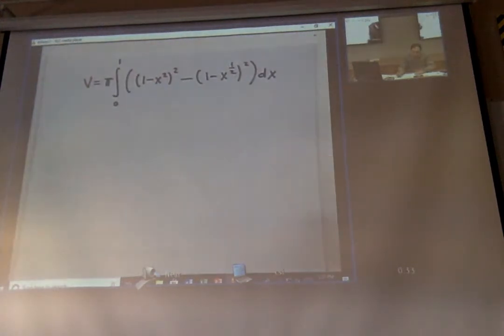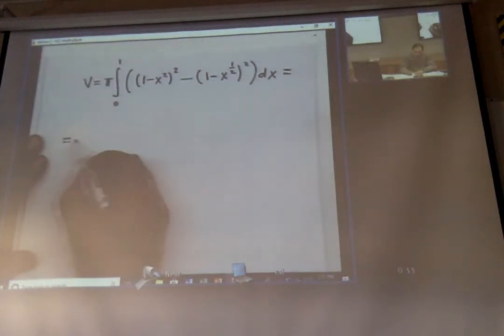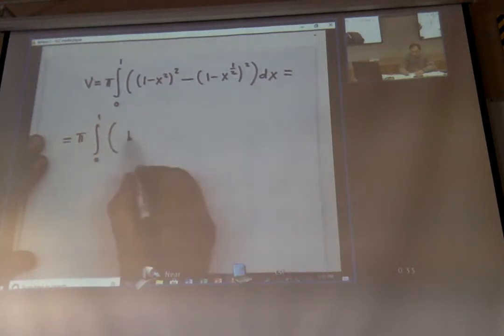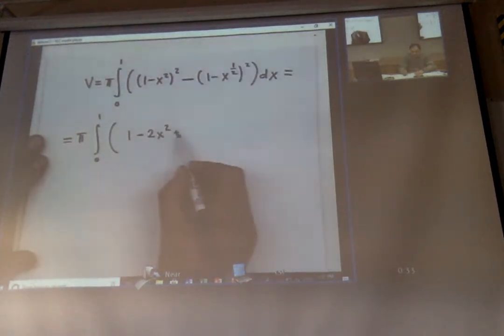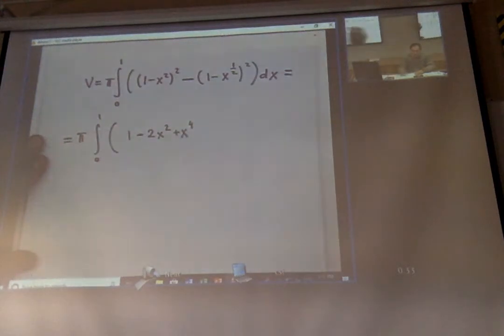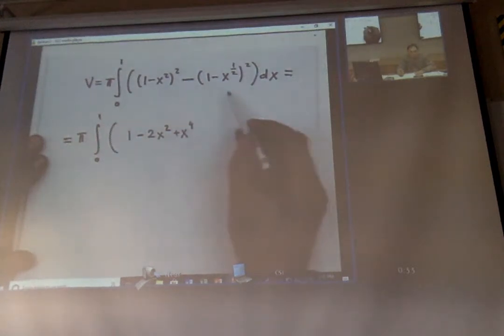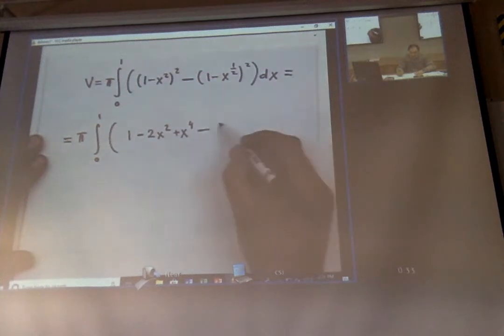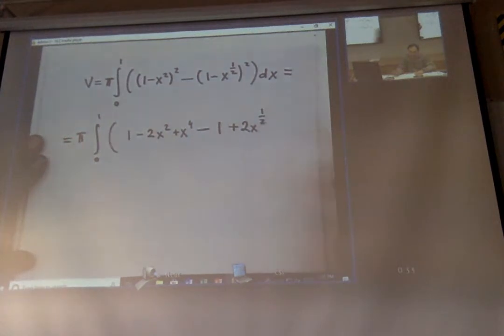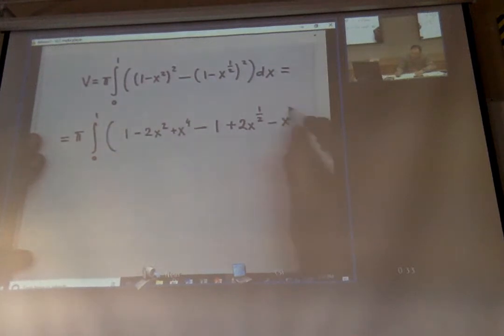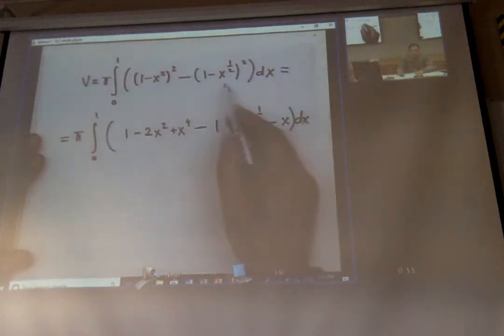And this shouldn't be difficult to calculate because the function inside is very simple. We just have to open parentheses. So we have 1 minus 2x squared plus x to the 4th. That's what we get with the first piece. And here I will be squaring this, but then also I will open parentheses. So we have negative, then we have 1, then plus 2x to 1 over 2, and minus x, that's right. And dx, right? If you square x to 1/2, it will be just x.